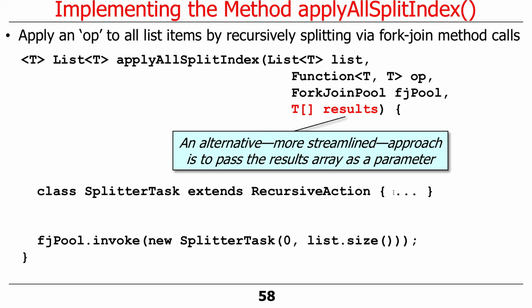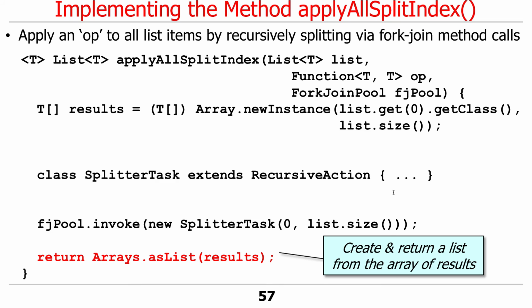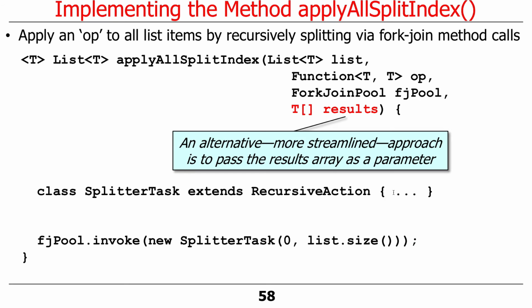Another way to make this a lot simpler is just to change the signature to pass in an array of T. And then you don't have to do all this insanity with this crazy array.newInstance code.